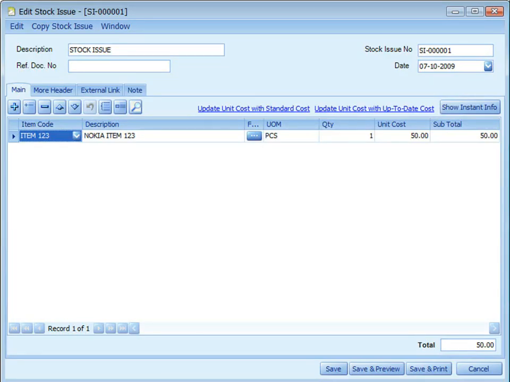Stock issue is to record the issuance of stock item that was taken out from warehouse for any reason other than sales. For example, item issued to your subcontractor for some add-on work, packaging, and etc. By default, the value of unit cost is up-to-date cost. You may change it to standard cost by click on update unit cost with up-to-date cost.